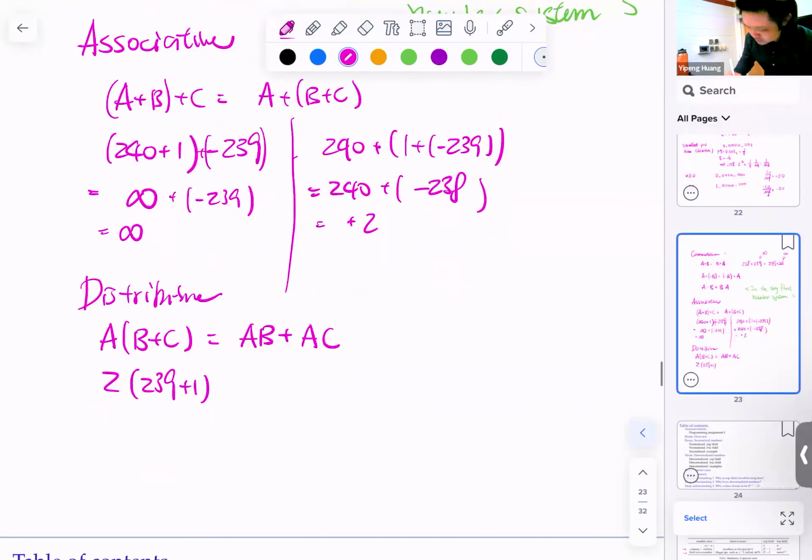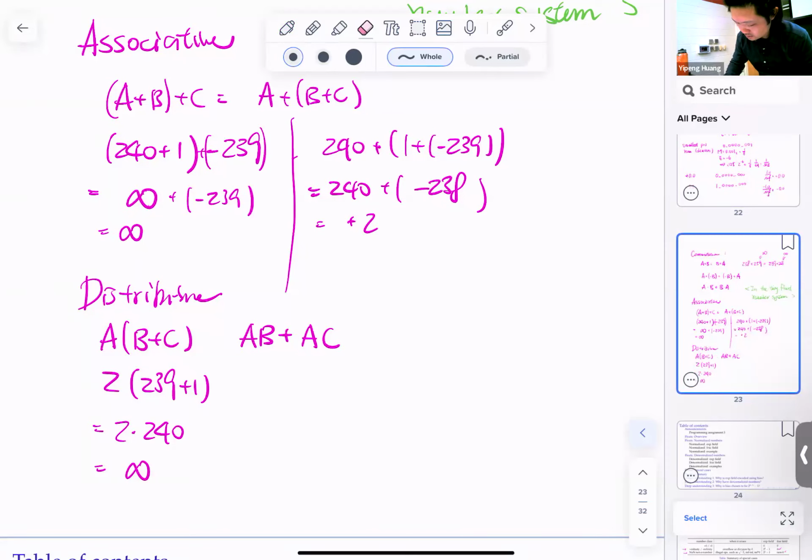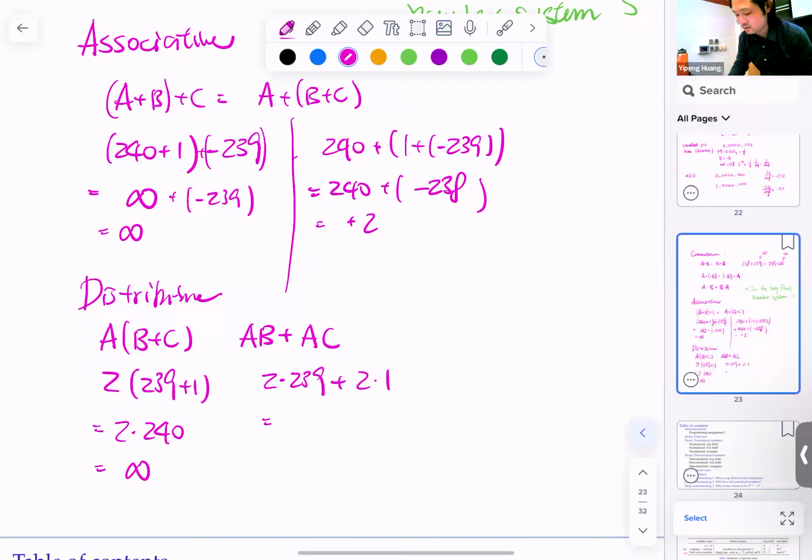So what will this try to do? It can represent 2. It can represent 2^40. 2 times 2^40, what will that evaluate to? Infinity. On the other side, 2 times 2^39 plus 2 times 1. So 2 times 2^39 may as well be infinity, plus 2, right? So in this case, both of them blow up. But I believe we can tune the numbers to illustrate the weirdness here, right?